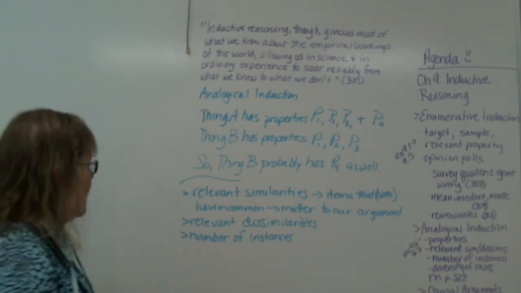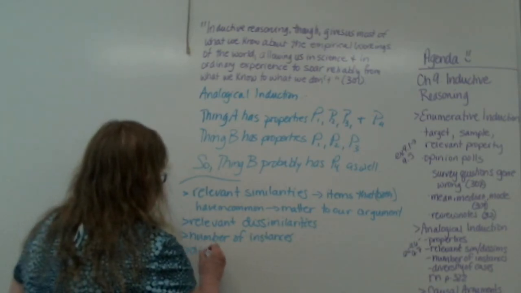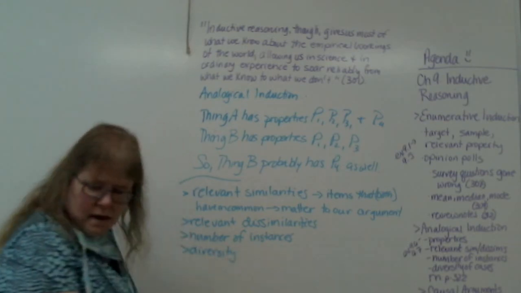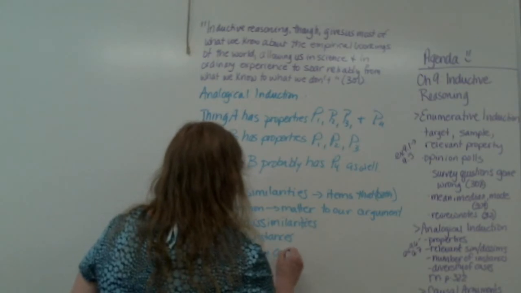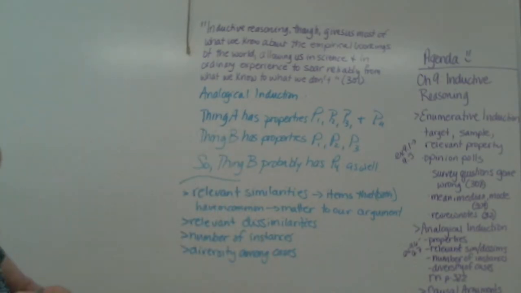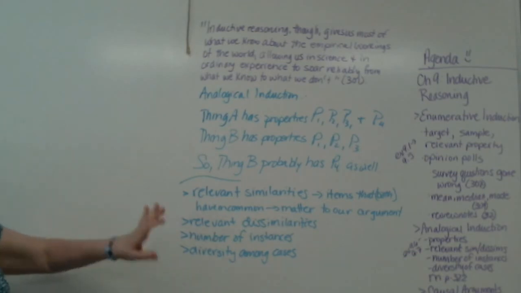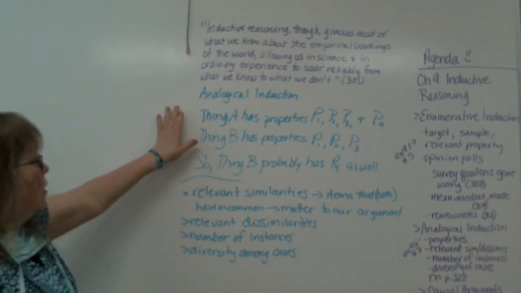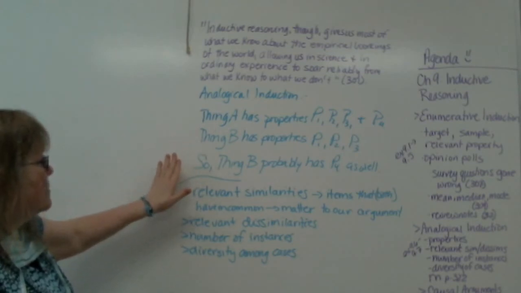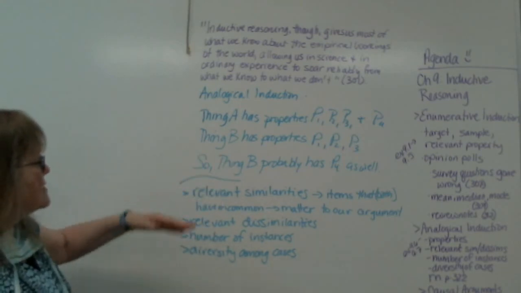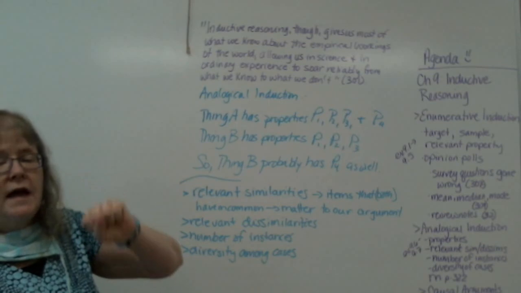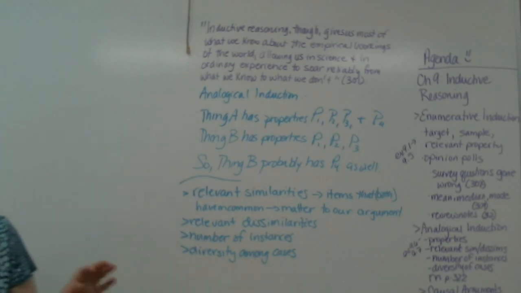And then the last one is diversity among cases. How many different things can we say are the same here? So if I add my C, it's the same, and it has a prehensile tail. I add D, it's the same, it has a prehensile tail. That makes thing B more likely to be true. The greater the diversity among the cases that exhibit the relevant similarities, the stronger the argument.